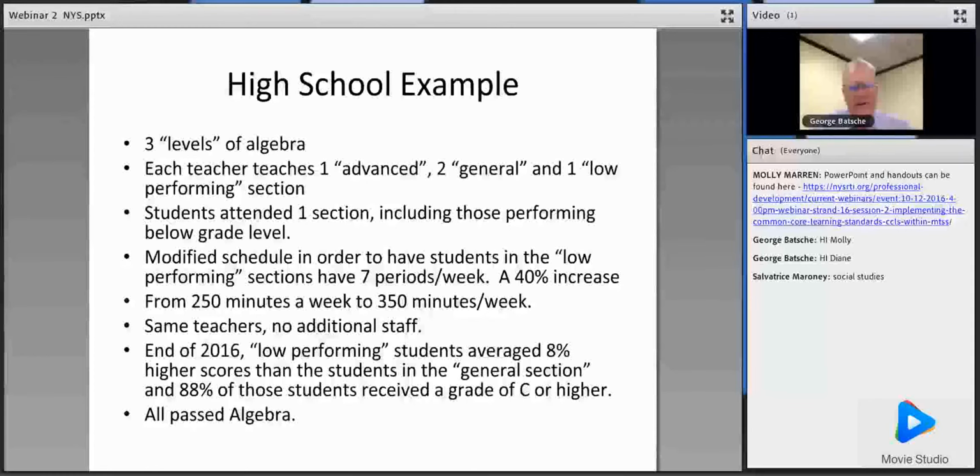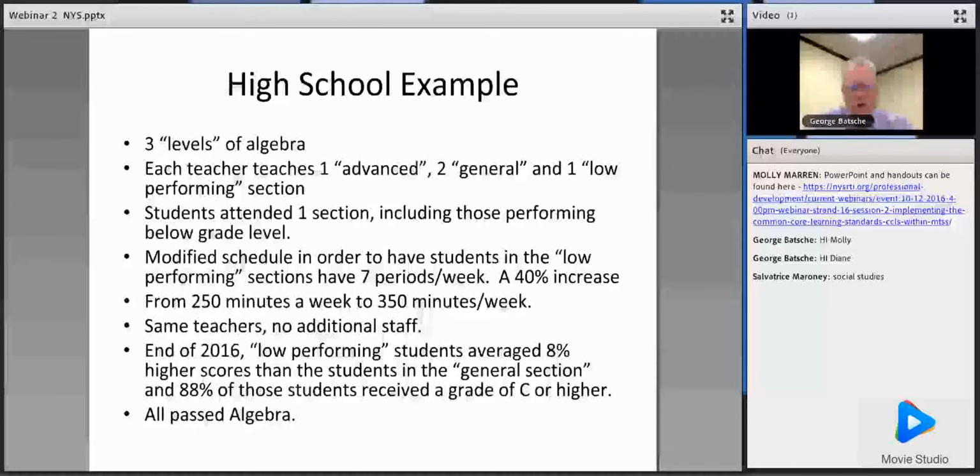With a simple schedule modification, no additional staff, no specialized instruction, we made huge differences in these students in those low performing sections. In May, we had focus groups with the teachers, and we said, what did you do differently? And they said nothing, other than the pre-teach, review, reteach. And they pretty much did that anyway. They said, and I quote one of them, there's nothing wrong with these kids.